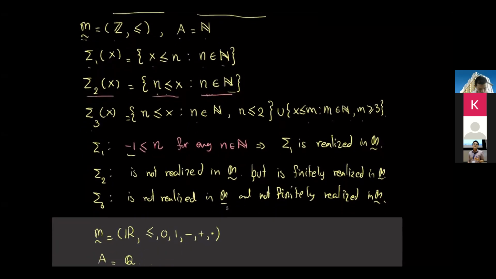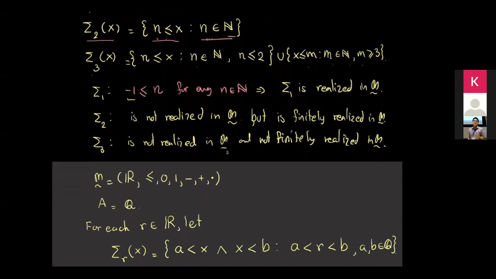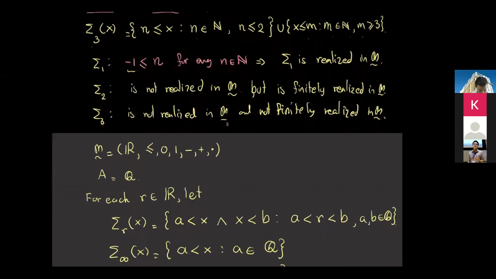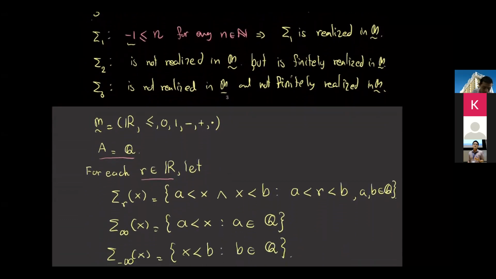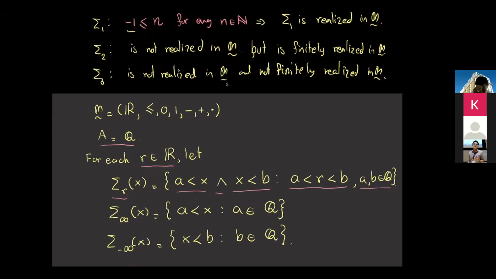Or you can look at something else. You can have the structure of the real ordered field, and you can look at this set A, which is the set of the rational numbers. Here, for each r that is a real number, you can let sigma r be the set of a less than x and x less than b, where a and b are rational numbers such that a is less than r and r is less than b.